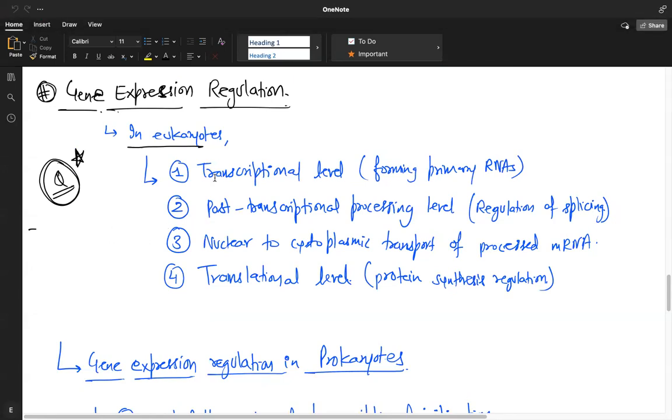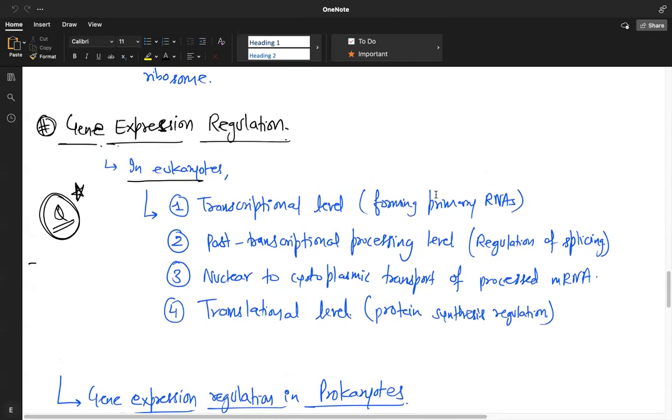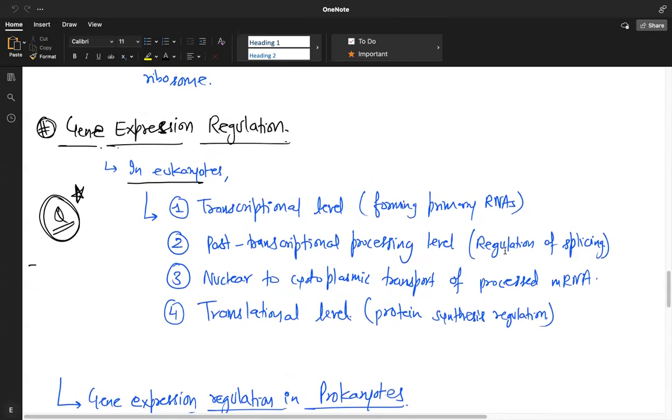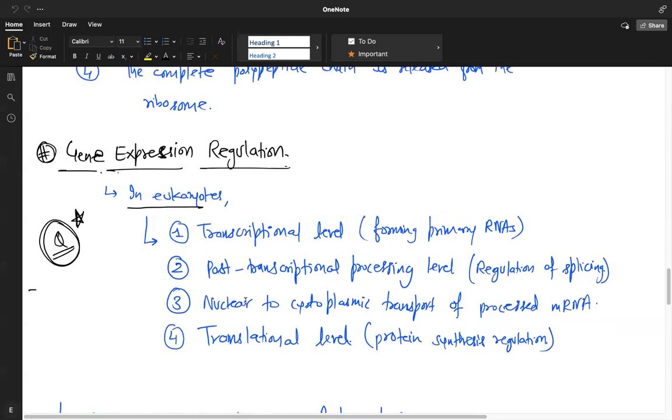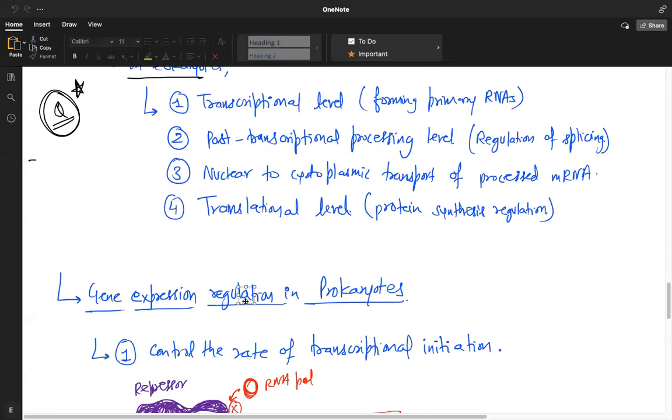First, the transcriptional level itself, whether you make mRNA or you don't make mRNA, is going to affect the translation directly. Second is the post-transcriptional processing level, because we know that the mRNA gets processed and modified with capping, tailing, and also splicing. So at that level also it can be done. Then the transport from the nucleus to the cytoplasm. And finally, at the translational level, we can regulate gene expression.